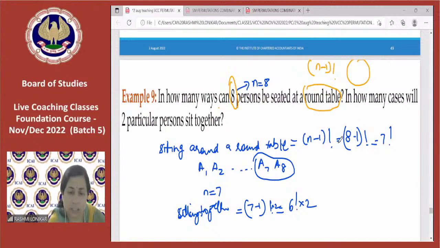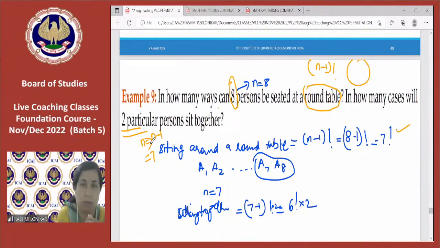This has been the first portion. The second portion is two particular persons always sit together. So instead of 8, my n has become n minus 1, which is equal to 7. Why minus 1? Because two people I'm considering as 1. So this is n minus 1.